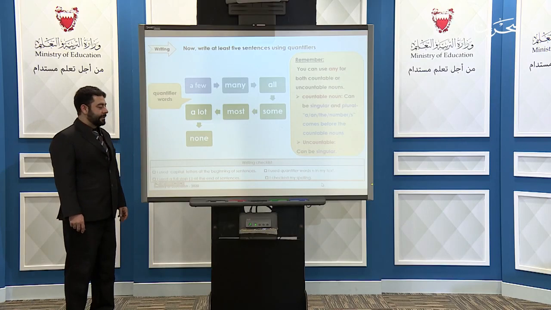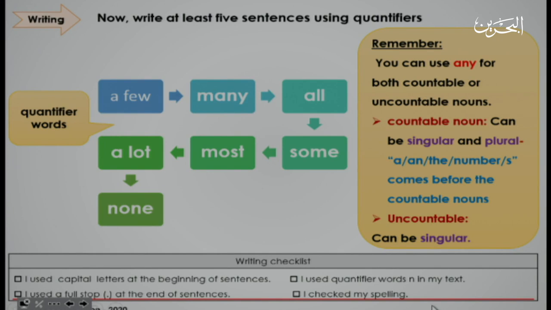All right, let's take a look at the checklist. You should have capital letters at the beginning of the sentences. Use quantifier words in your text. Use a full stop at the end of sentences, and check your spelling.